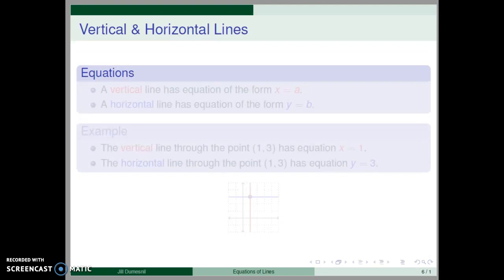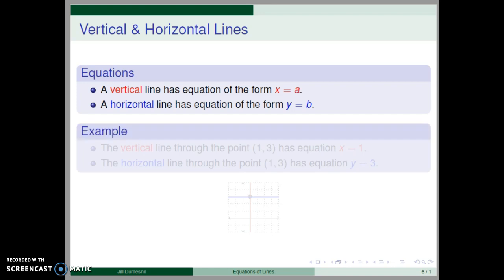Vertical and horizontal lines are special case lines that we discussed in the video on slope. A vertical line has undefined slope, so the previous equations are not applicable. A vertical line has equation of the form x equals a constant. A horizontal line has equation of the form y equals a constant. Recall that a horizontal line has slope m equals 0. If we used either of the previous formulas on a horizontal line, simplification would produce the equation y equals b.